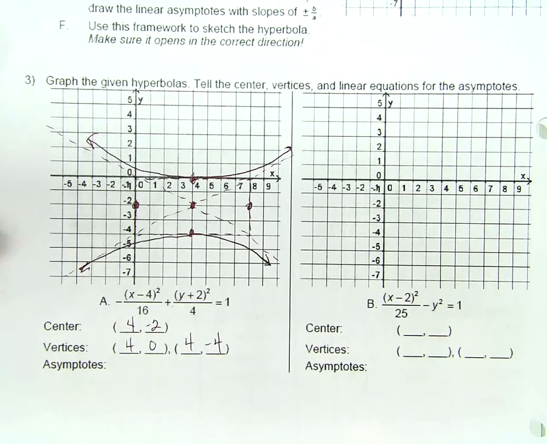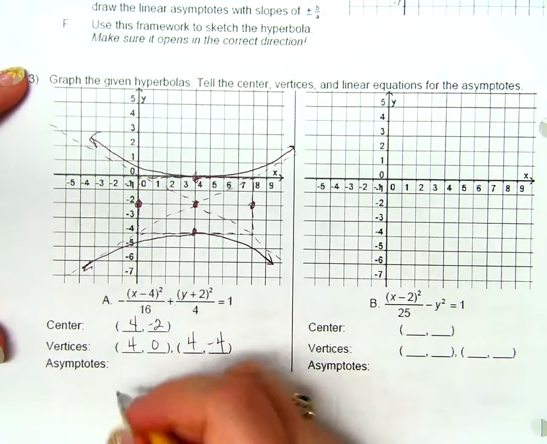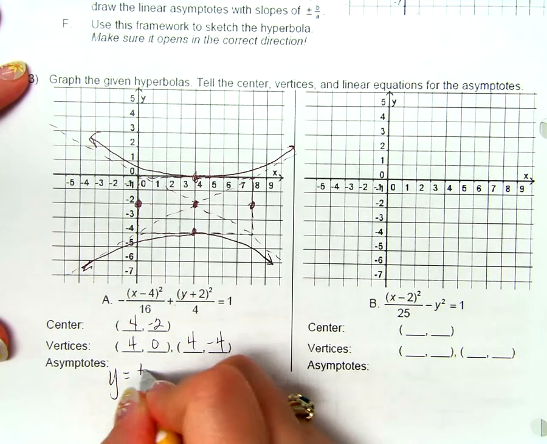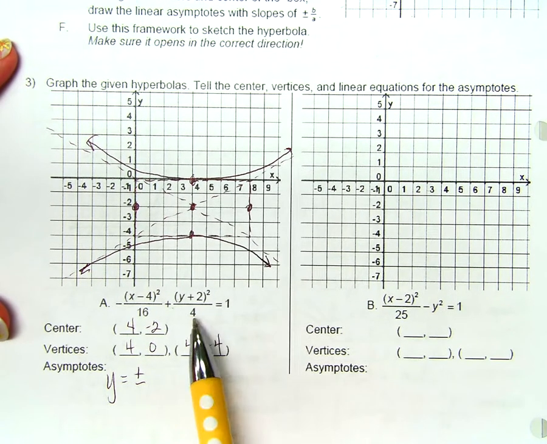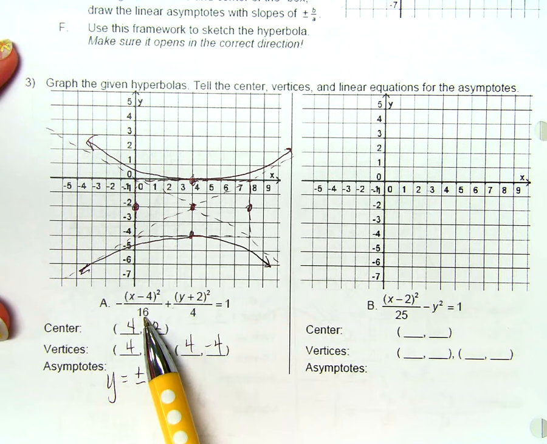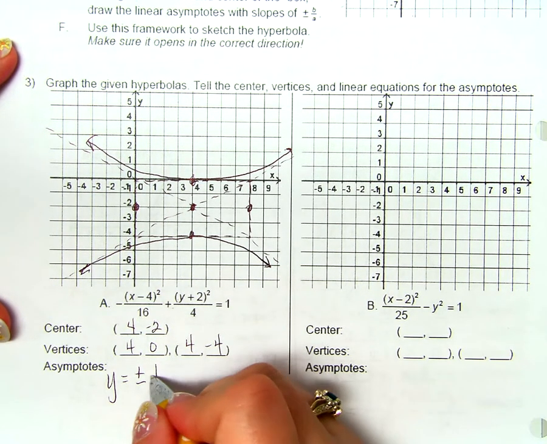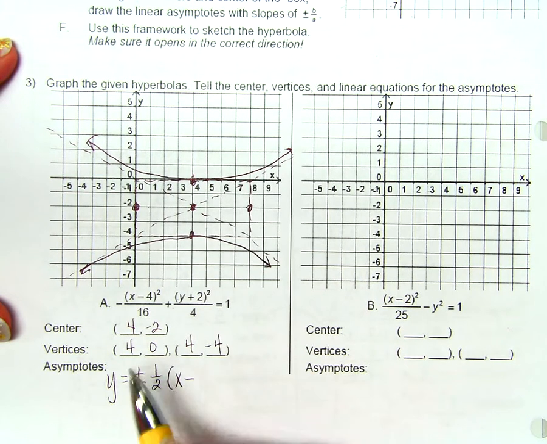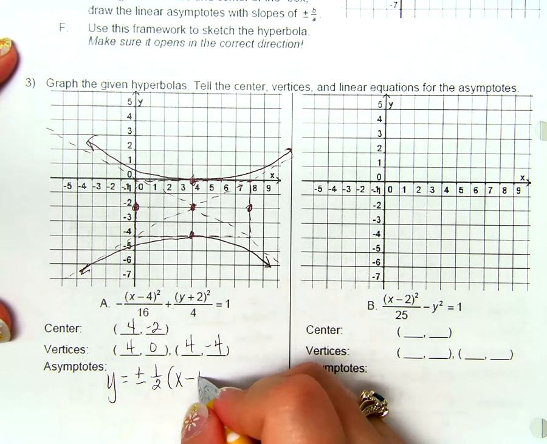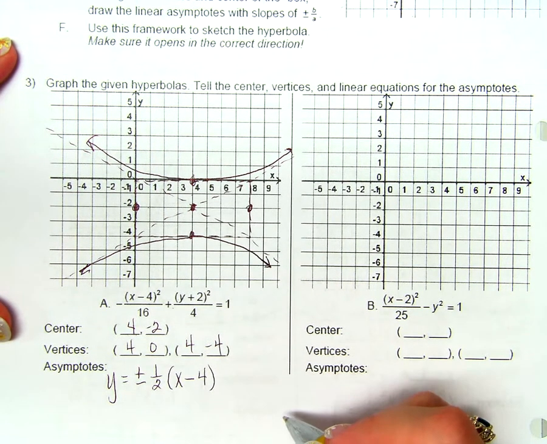Last thing that they're asking me for is my asymptotes. Can we use our equation? Okay, so y equals plus or minus b over a. What's b? 2. What's a? 4. What's 2 over 4? 1/2, right? Good. X minus h. So x minus 4 plus k.